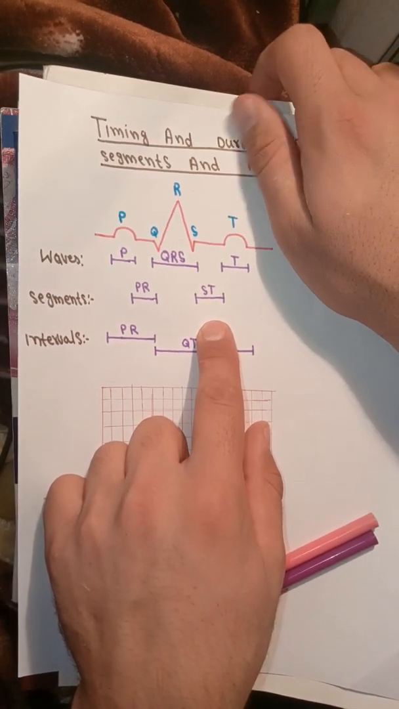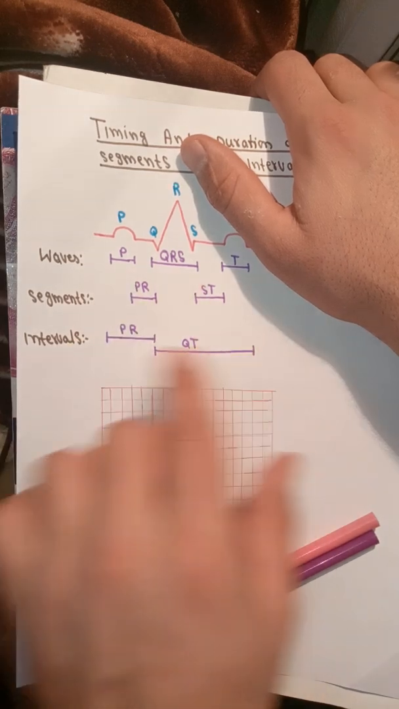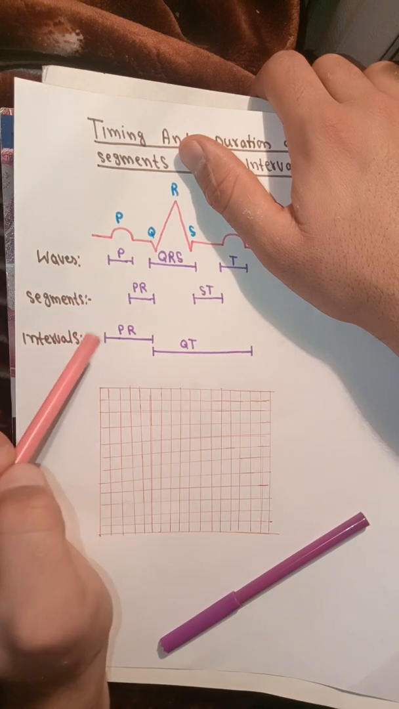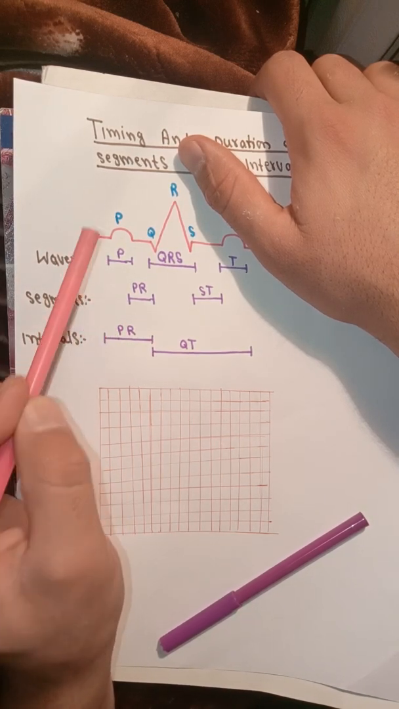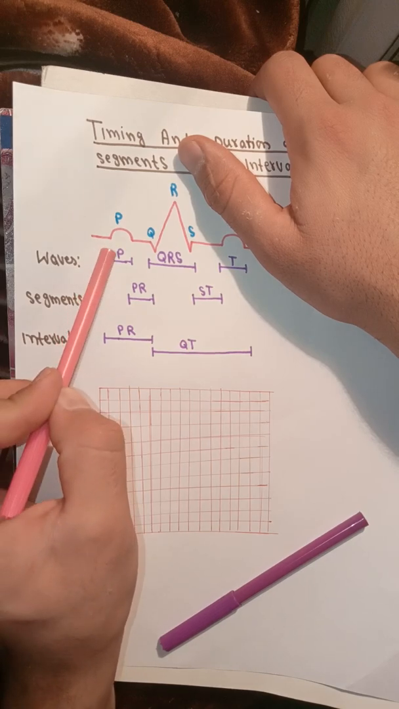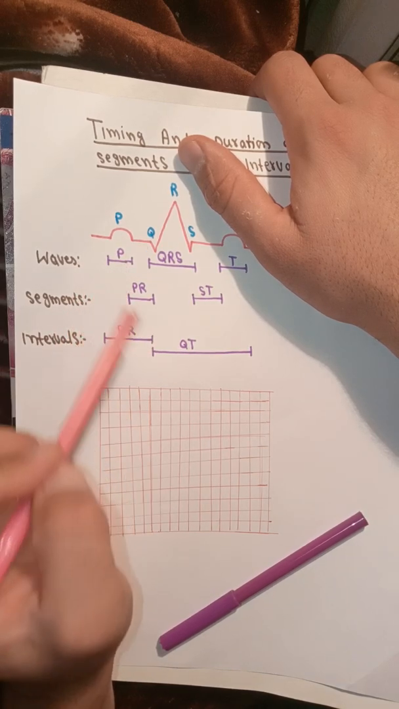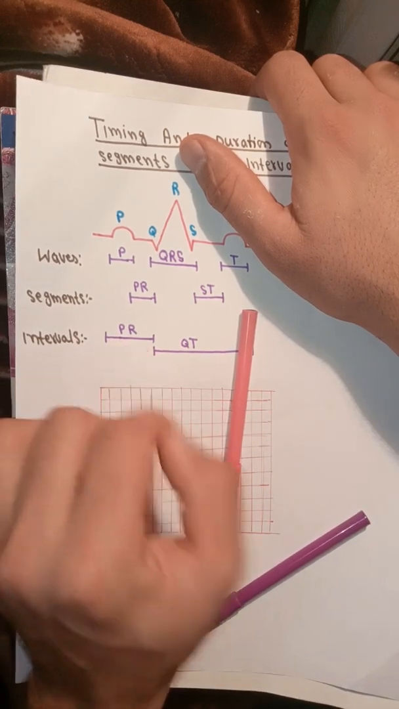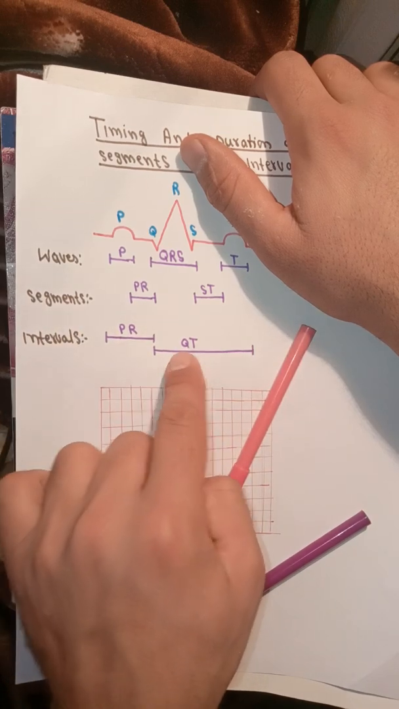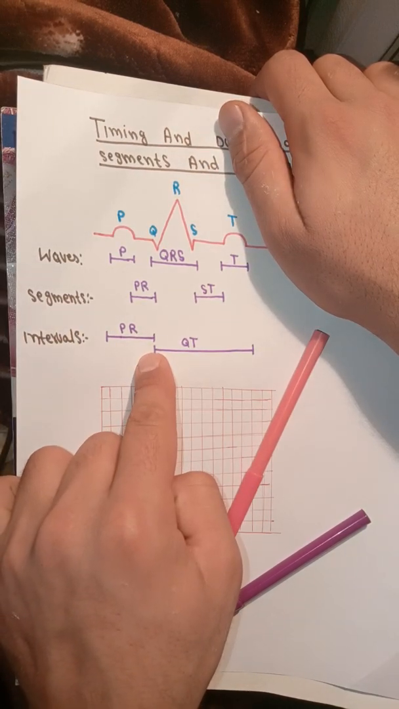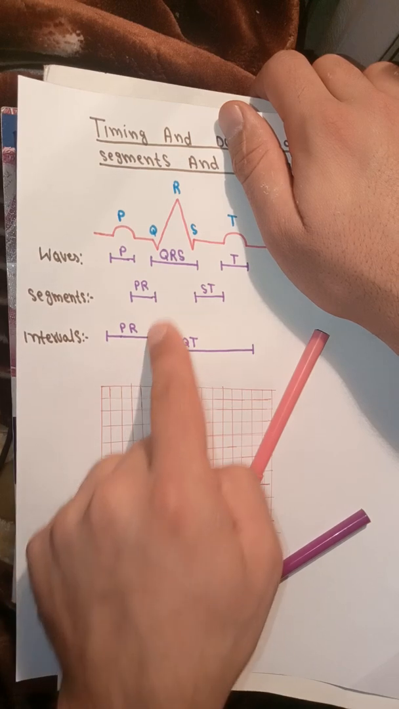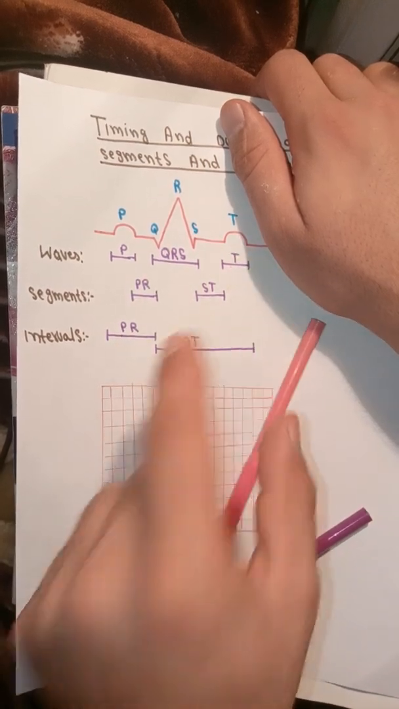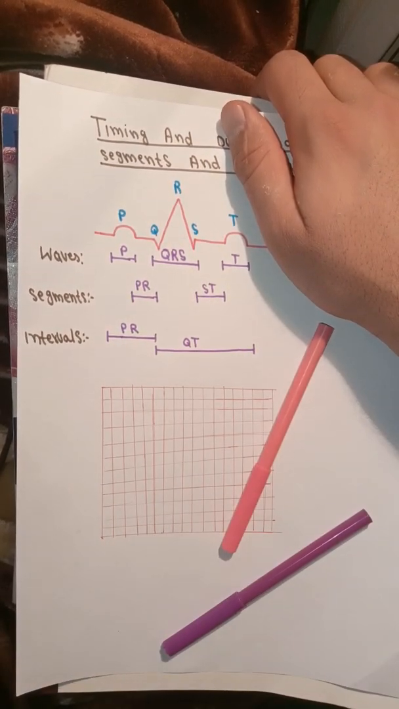Okay, it's done. Another part of this graph is intervals. Here is the PR interval. It is the interval from the beginning of the P wave to the beginning of the Q wave or beginning of the QRS complex. This interval is called the PR interval. Another interval is the QT interval, which is from the beginning of the Q wave to the end of the T wave. This duration is called the QT interval.